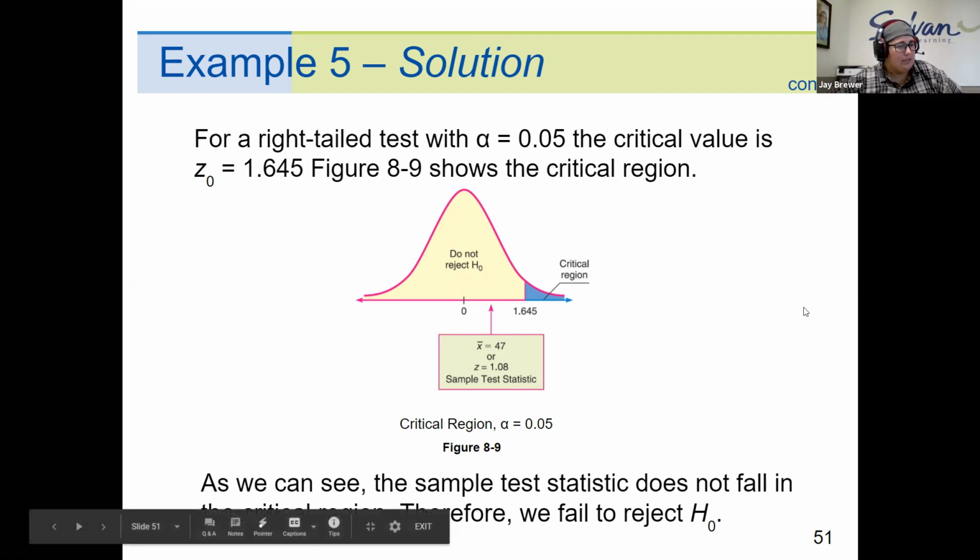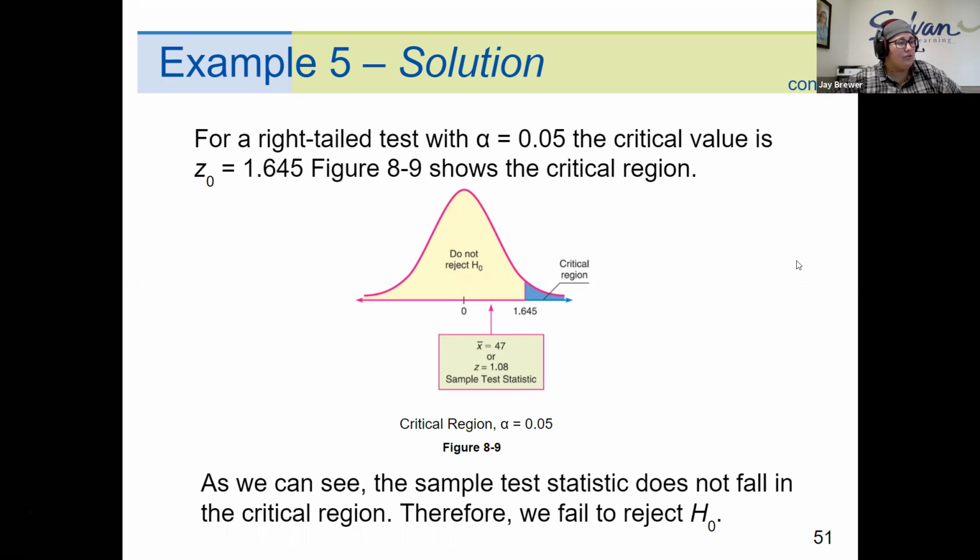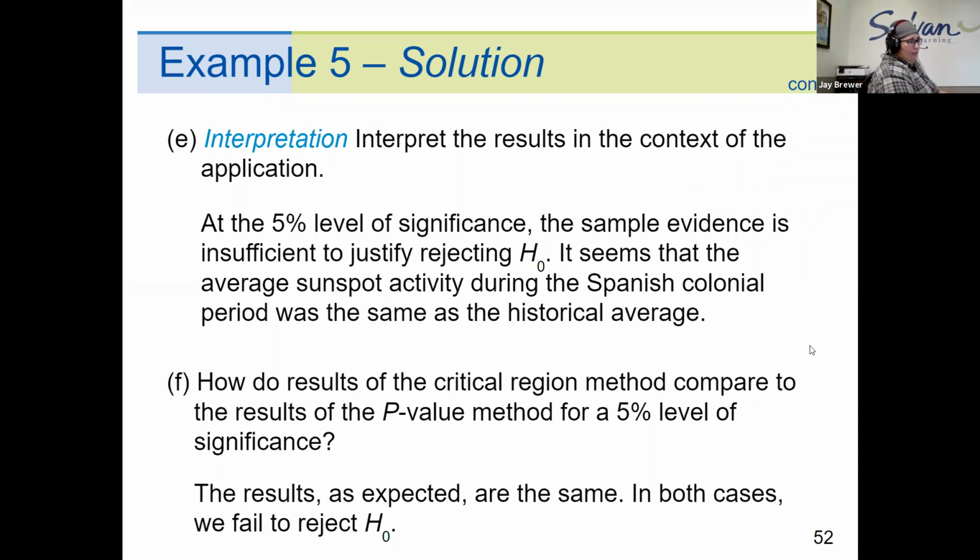We can see the sample statistic does not fall in the critical region. Therefore, we fail to reject the null hypothesis. Okay, so here's where it lands. Here's the critical region. If you guys have to draw this out, don't be afraid to draw it out. I might even give you bonus on your test if you do. Interpret the results in the context of the application. At the 5% level of significance, the sample evidence is insufficient to justify rejecting the null hypothesis. It seems that the average sunspot activity during the Spanish colonial period was the same as the historical average.